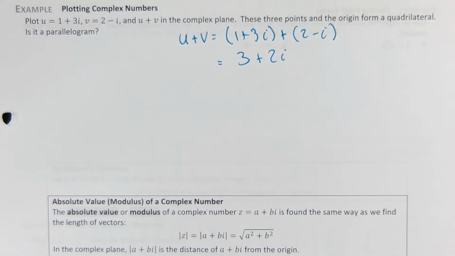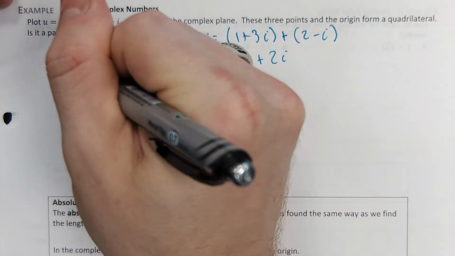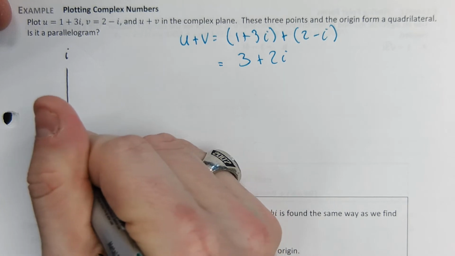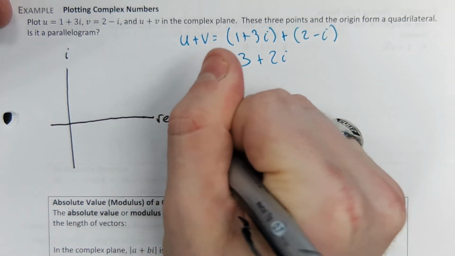This question asks us to plot u, v, and u plus v. Those 3 points together with the origin do form a quadrilateral because it's got 4 points. But what the book has asked us to figure out is if that quadrilateral is a parallelogram. Okay? Picture it drawn to scale as best as we can. And in the future, I think I'm just going to put a grid on here so it's much easier to do. But for now, we don't have a grid, so we're going to make do. There's my imaginary axis. Got our, well, real axis. Like so.